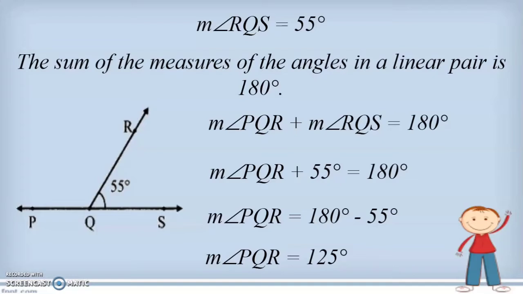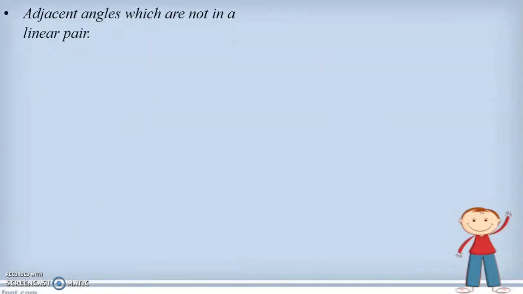Now we'll see a few sums based on angles in linear pair. So here they have asked us to draw the pairs of angles as described in the question. The first question is adjacent angles which are not in linear pair. So we have to draw angles which are adjacent but not in linear pair. Here I have considered this angle which is adjacent and not in linear pair. So we have to prove that. Let's check whether the given angle is an adjacent angle or not.